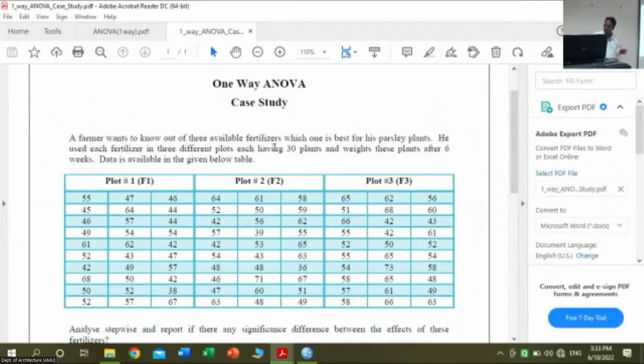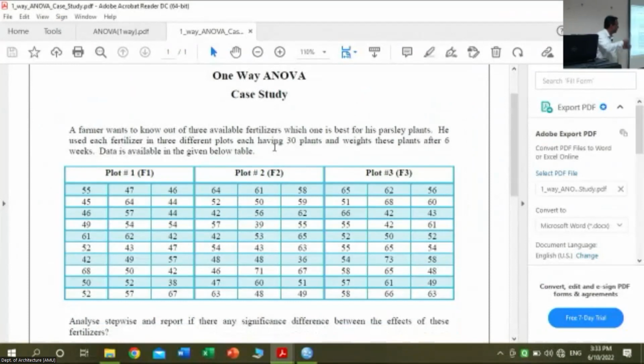अब देखिए, agriculture sciences में जैसे एक problem है. Here a farmer wants to know out of 3 available fertilizers, आप अपने उसमें transform कर दीजिए जो भी आपको है, 3 types of cement या जो भी material है, ठीक है, which one is the best for parsley plant? He used each fertilizer in 3 different plots, each having 30 plants, and weight of these plants after 6 weeks are recorded. Data is available in the given table.